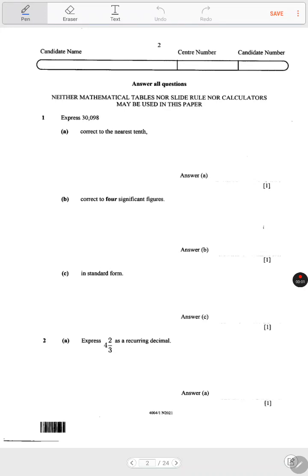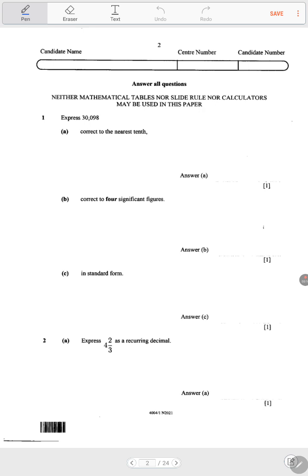Welcome to today's lesson. In today's lesson, I'm just going to show you how to answer questions in paper 1, Zimsec O-level maths paper 1.